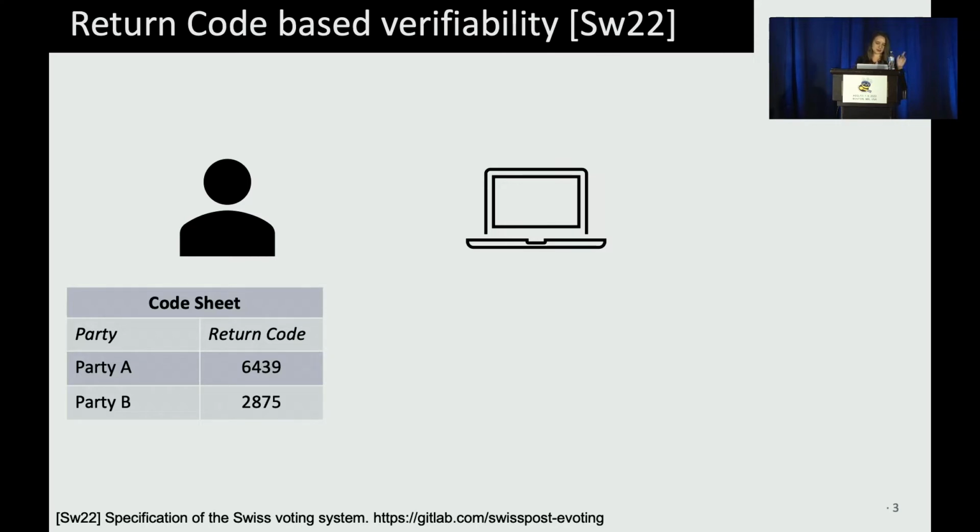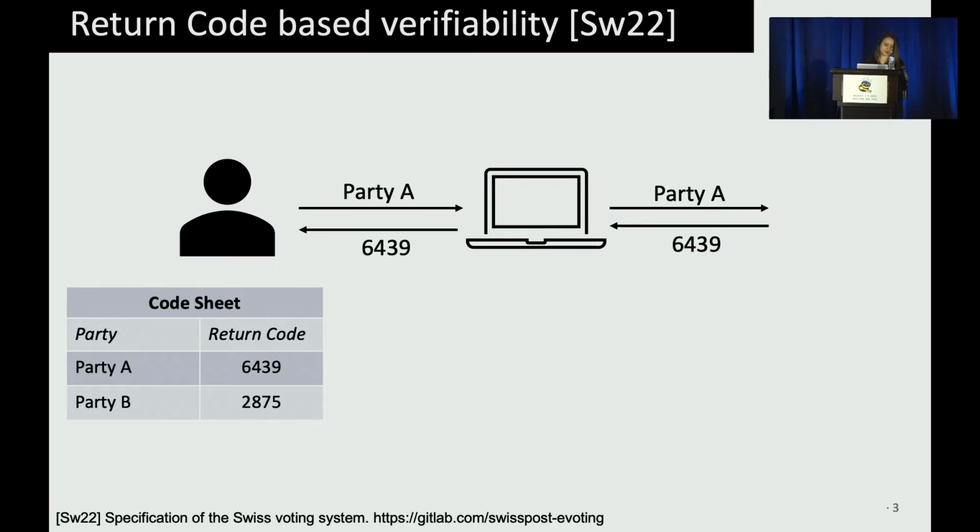So what the voter does, the voter goes to the election website and chooses their choice, party A. The vote is transferred to the election system, and the election system outputs the return code. So in this case, the voting device or the voting website outputs the return code as well, and the voters can check: yes, this code 6439 is indeed the code that is on party A, which means that the vote for party A has been recorded on my behalf. So even if the attacker manages to infect the voting device, there is no way they're going to know the valid return code unless they actually submit the vote for party A that the voter has intended.